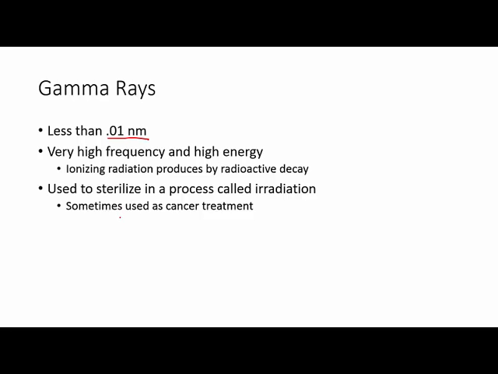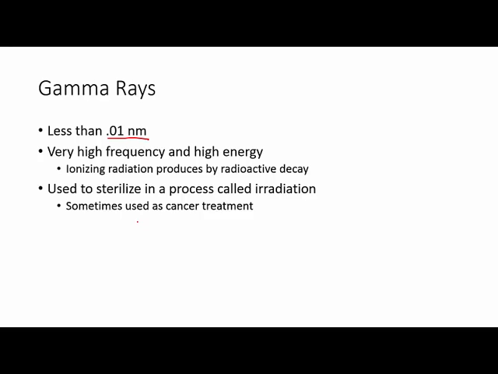X-rays are generally considered to be generated from electrons falling between energy levels. So not gonna get too much into that, but we're gonna consider the gamma rays to be the highest energy, shortest wave, highest frequency electromagnetic waves. And they are also pretty terrible. They have lots of energy. They can cause cancer. They can kill things. We use them in irradiation to sterilize different things.